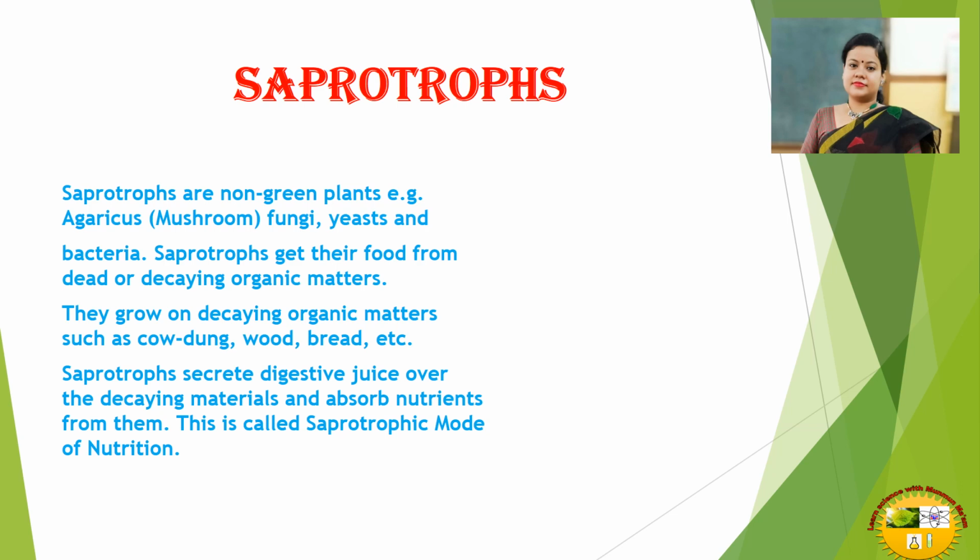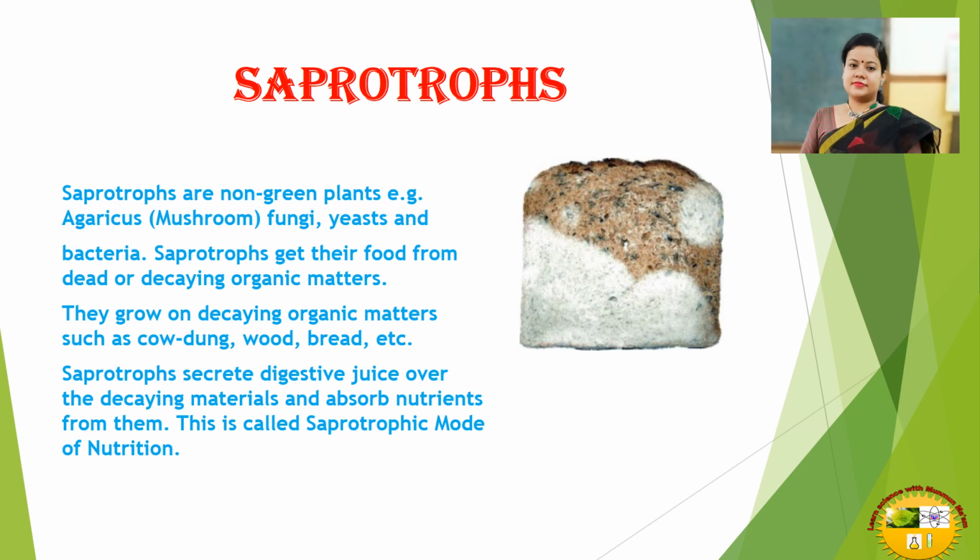So, saprotrophs do not have chlorophyll. Naturally, they are not able to perform photosynthesis. So, they grow on dead and decaying organic matter and suck their nutrients from it.